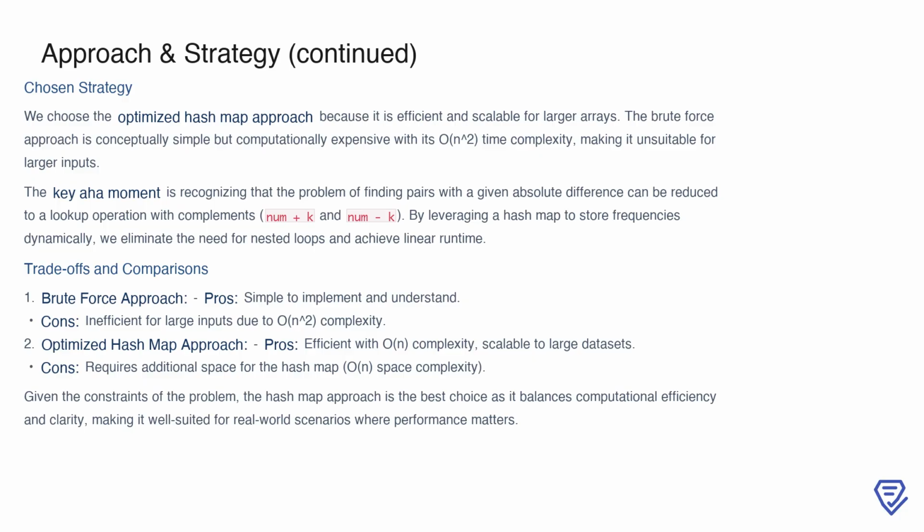and scalability. While the brute force method is simple and easy to implement, its O(n²) complexity makes it unsuitable for large datasets. The hash map approach, on the other hand, reduces the problem to a linear time solution by replacing explicit pair checking with complement lookups.